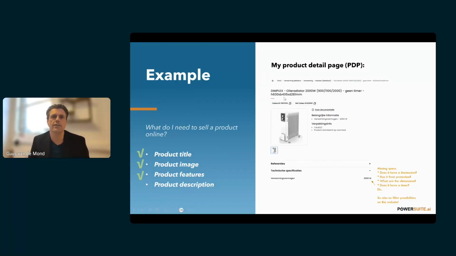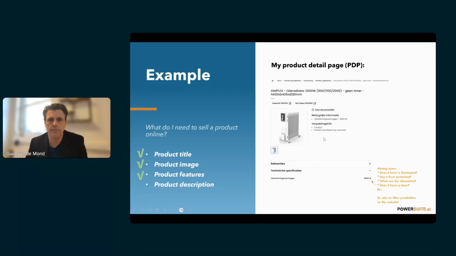Well, what about the dimensions? I see some in the title, so to speak, in terms of dimensions. But if I search on this web shop and I want a heater that is smaller than 65 centimeters, this one will never show up because this information is simply not available to filter and search on. Well, that means I'm definitely going to miss out on some things.